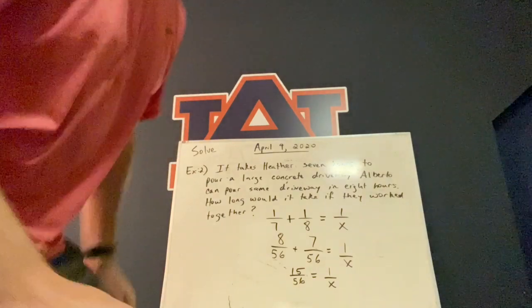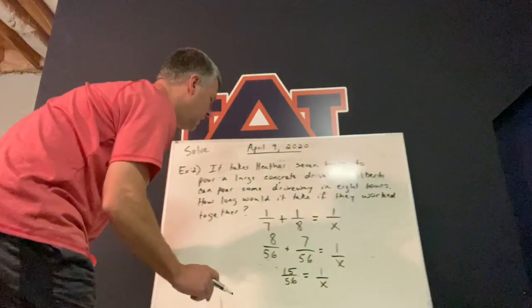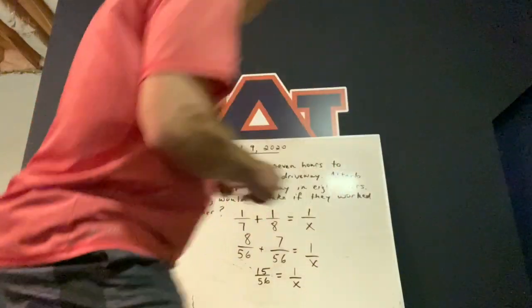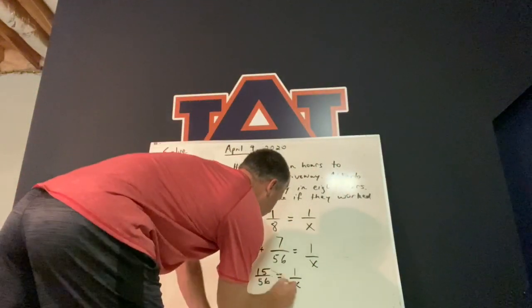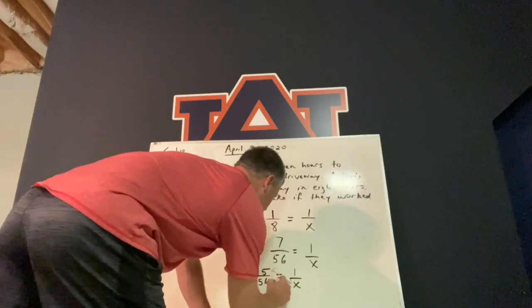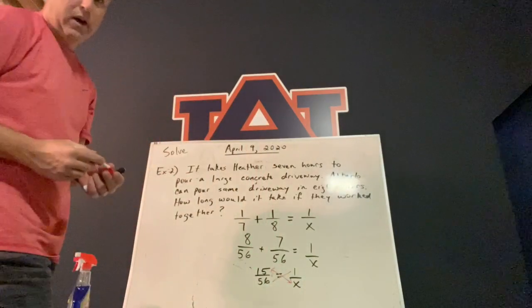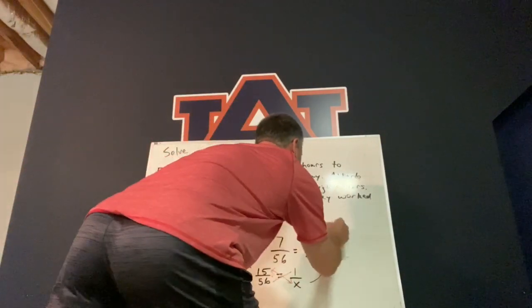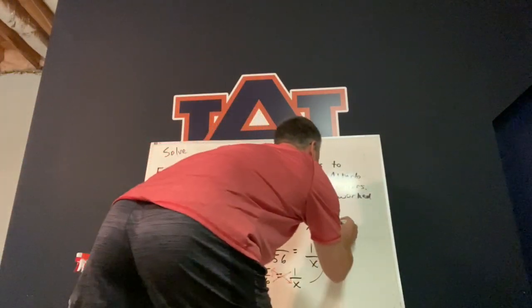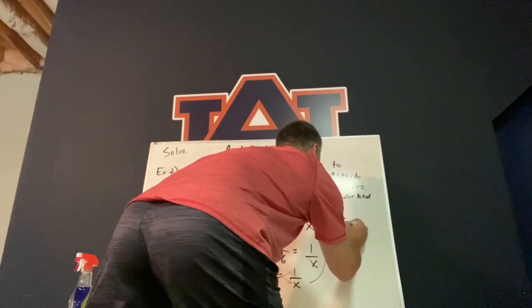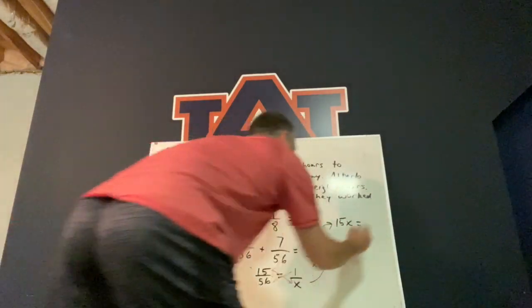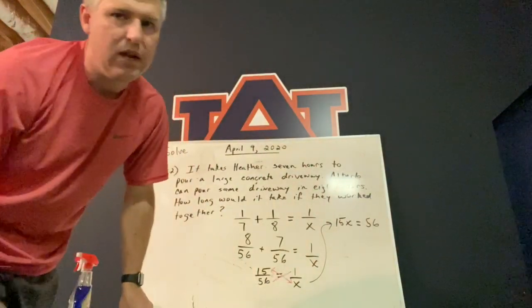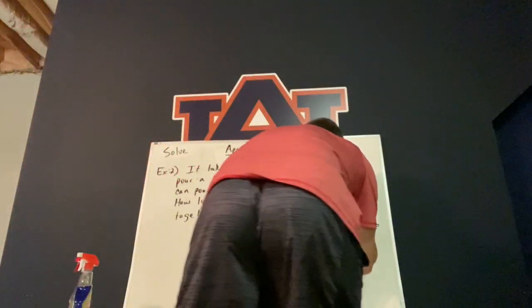I know it's probably kind of hard for you guys to see. I apologize. I'm going to cross multiply, okay? So cross multiply 15 times x, cross multiply 56 times 1. So we're going to do that. 15 times x is 15x equals 56 times 1 is 56. Now we solve the equation, and you're going to get decimals. That's fine.